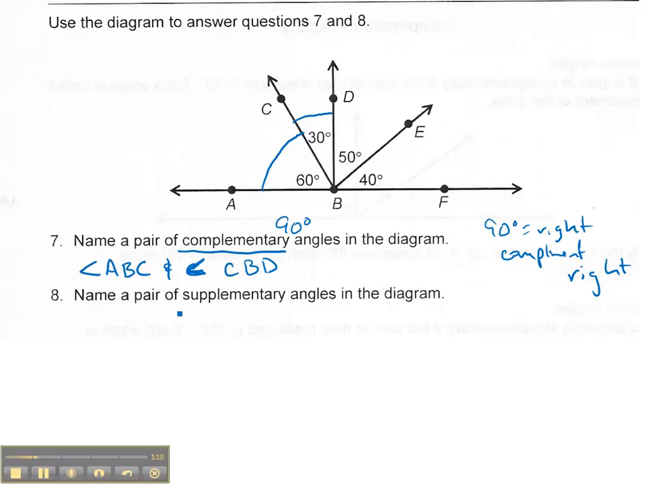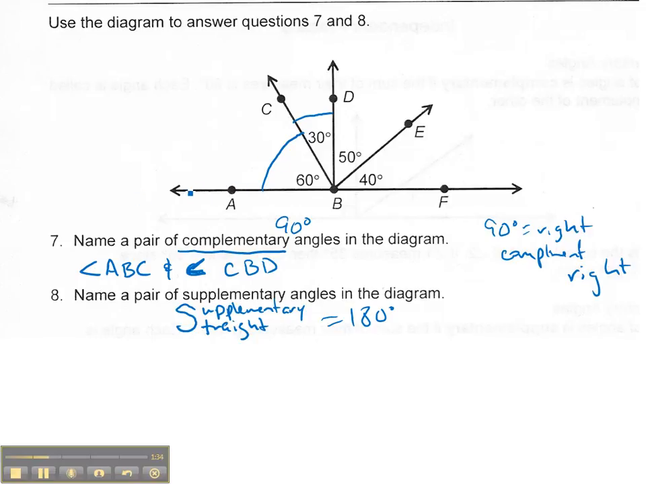Number 8 asks us to name a pair of supplementary angles in the diagram. Supplementary angles, when you think of supplementary, starts with letter S, and so does straight. Supplementary angles add up to a straight angle, so they equal 180 degrees. And just like the last problem, there's many answers to this.